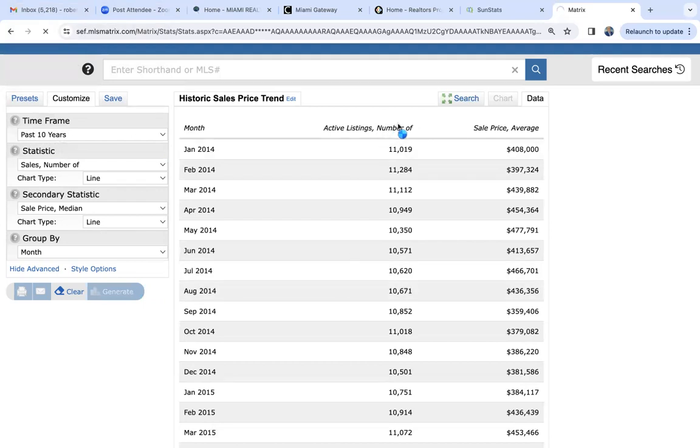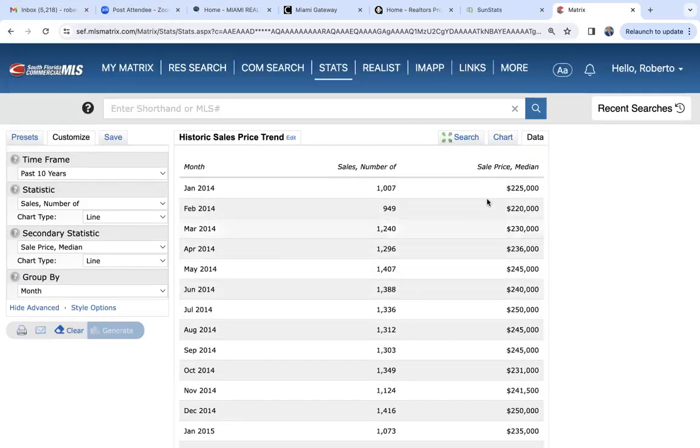Let's take a look at the first column, which is going to be the number of sales. The second column is going to be the median price. Guys, the average price is always going to be higher. Keep in mind that we have lots of properties that sell over $1 million, 2 million, 5 million, 10 million, and that's going to increase the normal price of a home. So when you're looking at the median, you're actually looking at the middle.